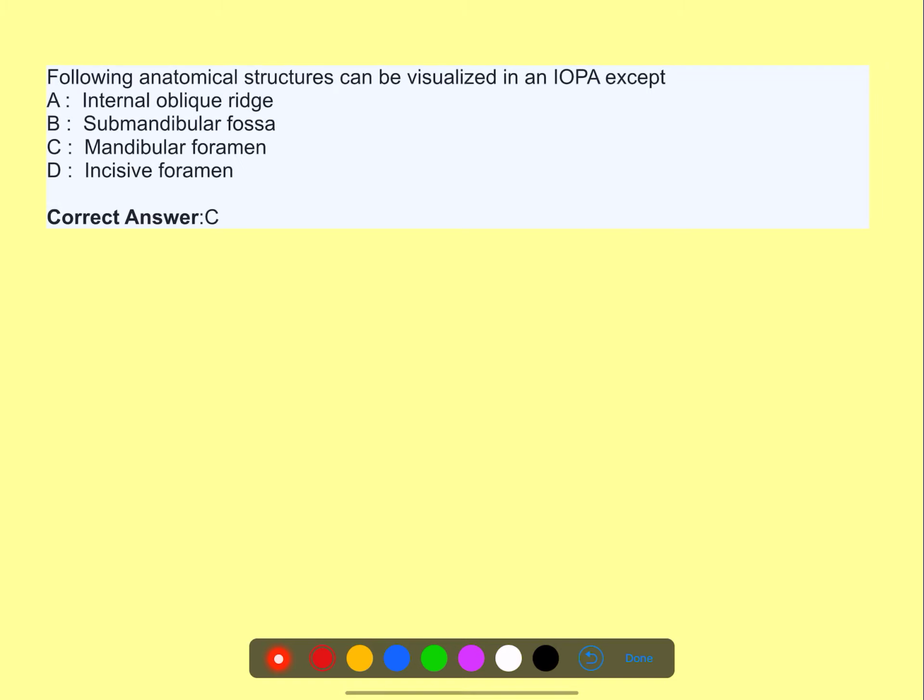Following anatomical structures can be visualized in an IOPA except... you can see the internal oblique ridge, you can see the submandibular fossa and even the incisive foramen, but the mandibular foramen cannot be seen and it can be viewed in a 3D picture or a CBCT.